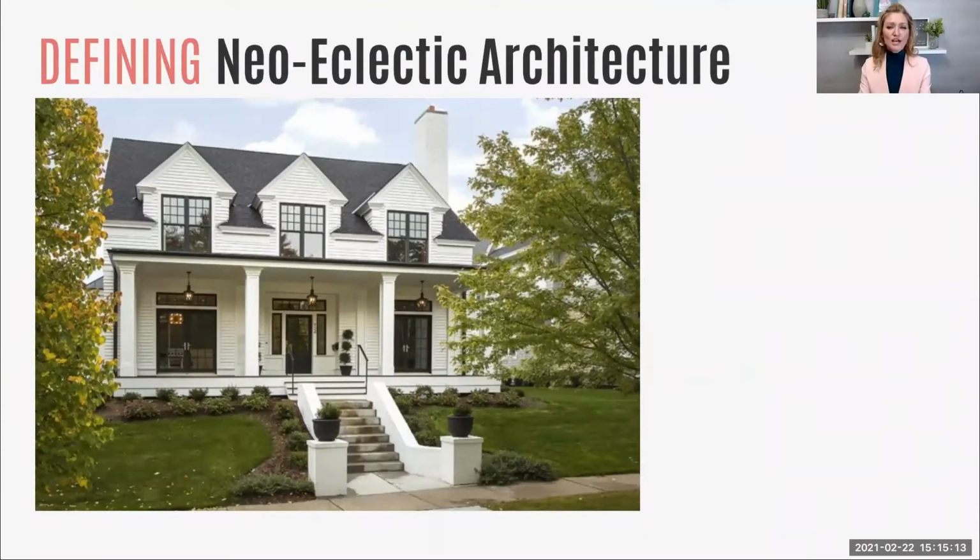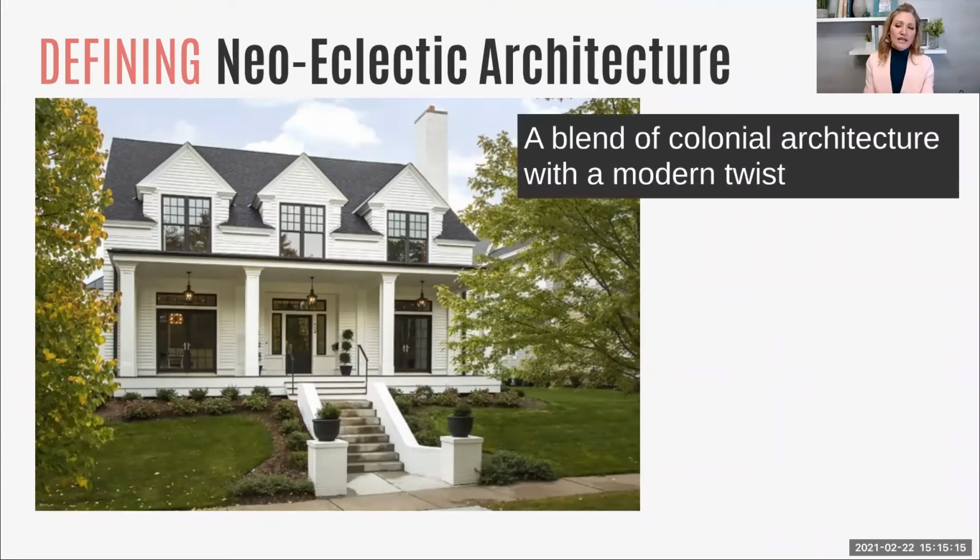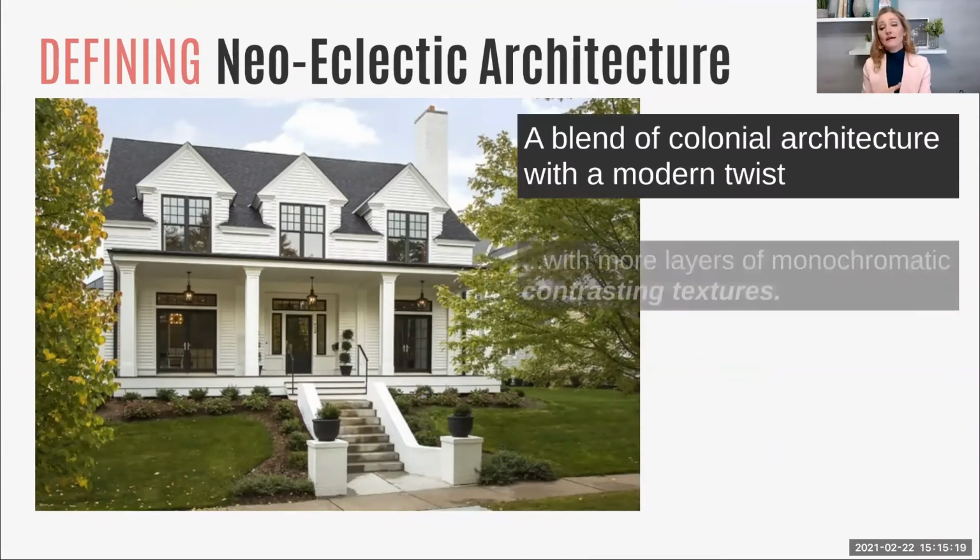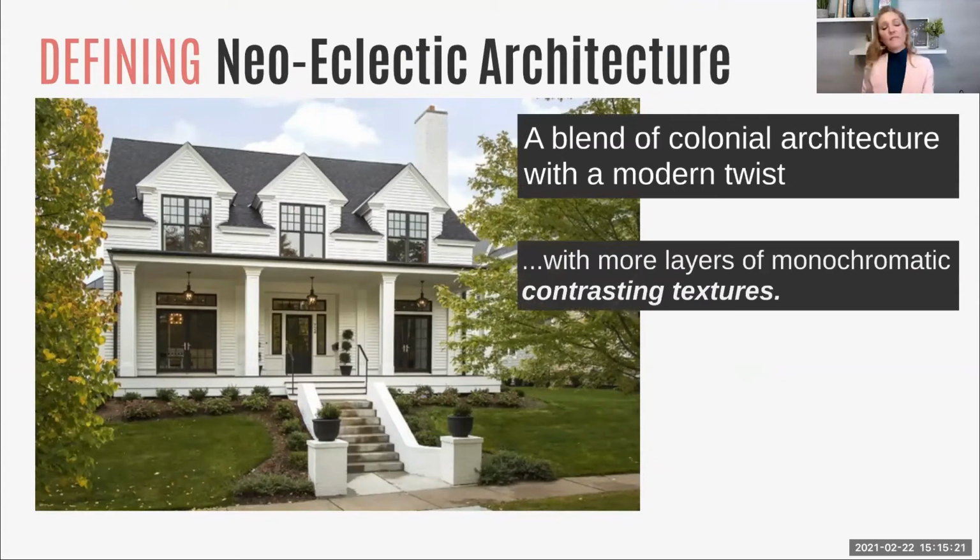So neo-eclectic architecture is a blend of colonial architecture with a modern twist, right? And we see more layers of monochromatic contrasting texture. That's really what we see. So notice there's not a lot of different colors here, but we've got a lot of different textures, from brick to plank to composite pillars and black steel, and just beautiful things happening.